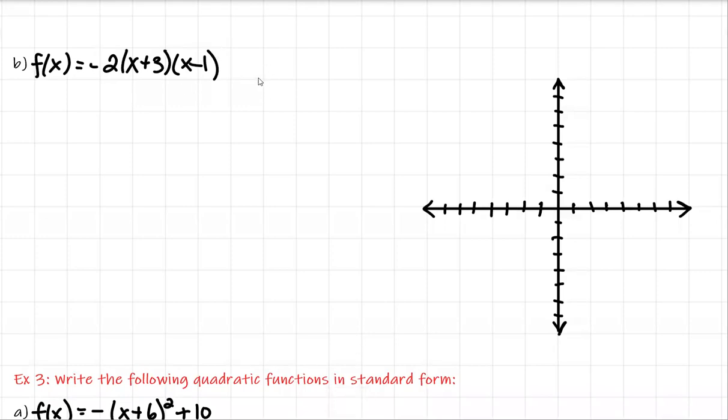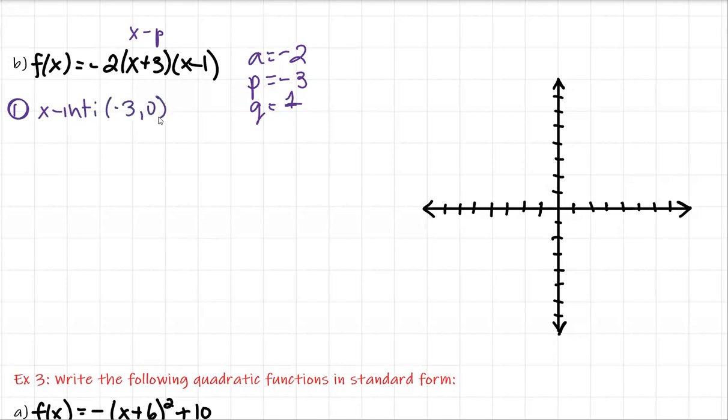We want to identify our A, P, and Q. Our A is negative 2 in this case. Our P, notice how it's plus, but we want x minus P, so this should be the opposite. Negative 3. And then our Q is positive 1. Q is equal to 1. So then our x-intercepts are negative 3 comma 0 and 1 comma 0. So negative 3, positive 1.